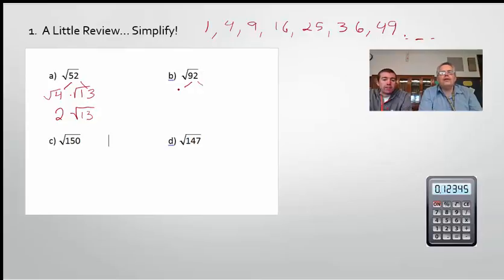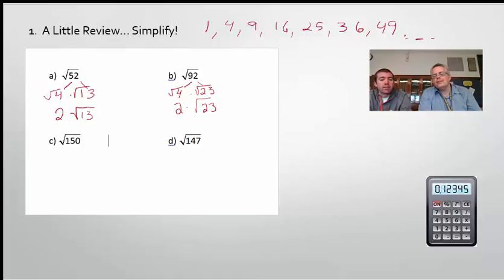All right, 92. 92 divided by 4 is 23. And if you tried 9 and 16 and 25, you get decimals, like 92 divided by 9 is a decimal. So 4 is the largest one that works. So square root of 4 times the square root of 23. So that would be 2 times the square root of 23.